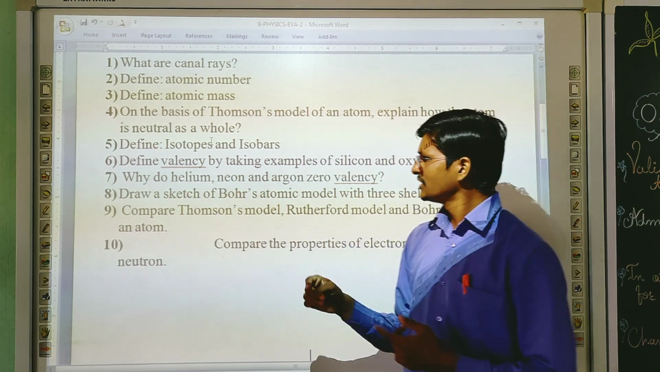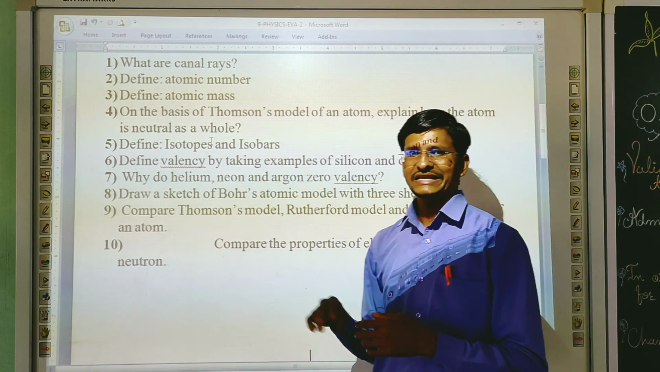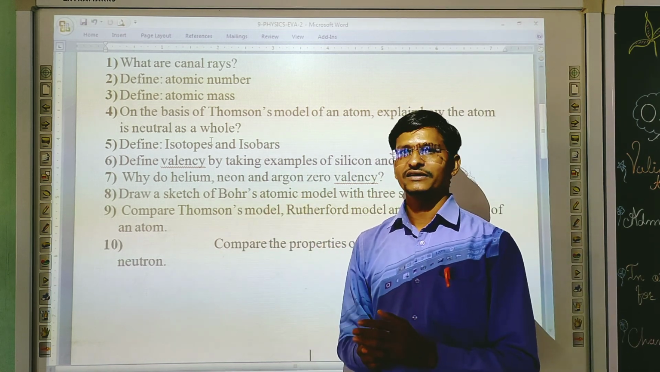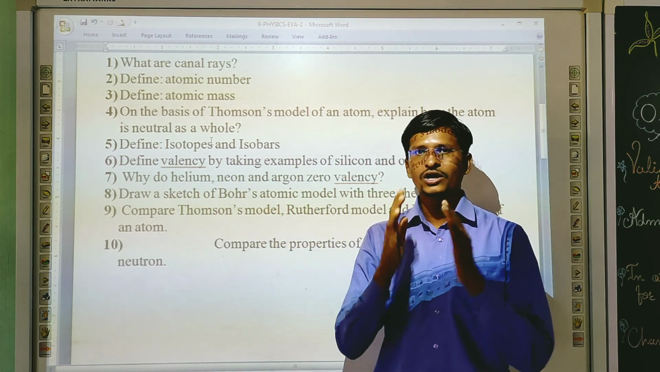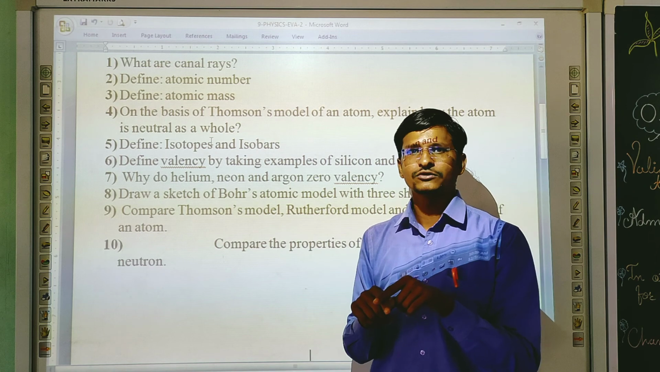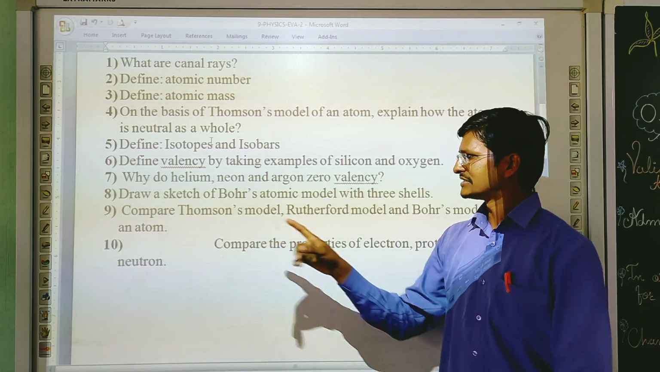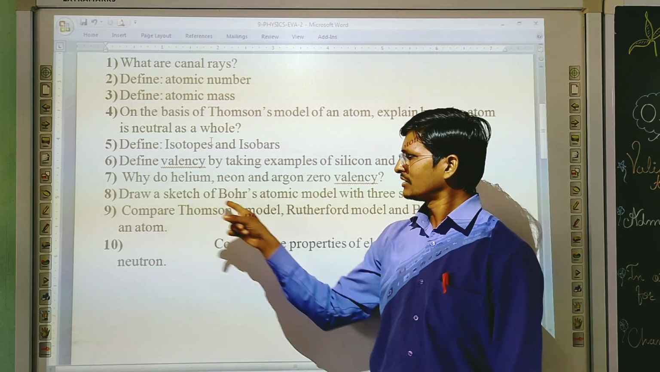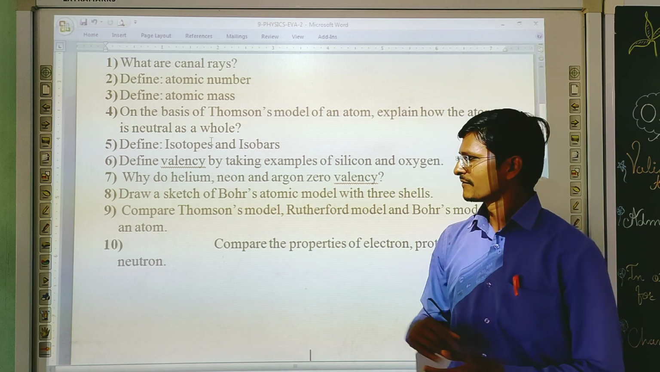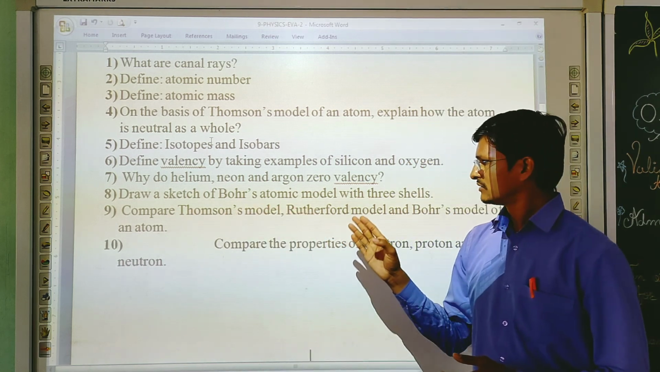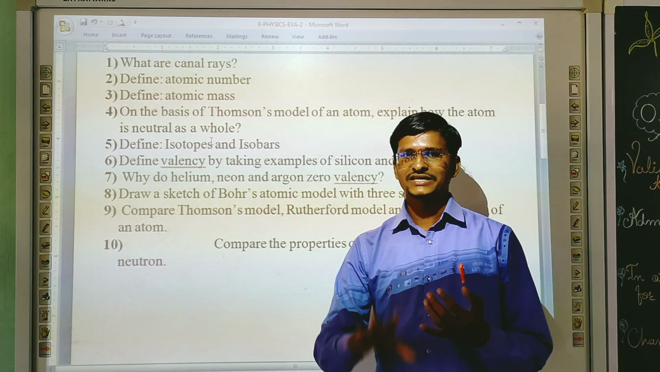Why do helium, neon and argon have 0 valency? Because they are inert gases, in the noble gas group, having an octet electronic configuration, and that is why they don't have any valency. Now an important thing: draw a sketch of Bohr's atomic model with the three shells. Compare Thomson's model, Rutherford's model and Bohr's model of an atom. This question can be asked for 5 marks.